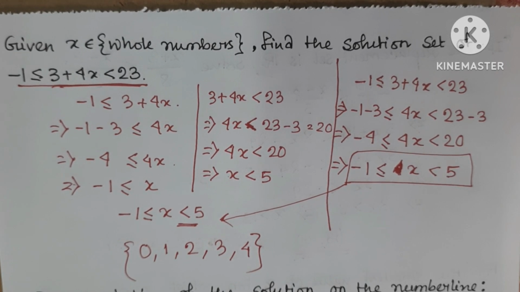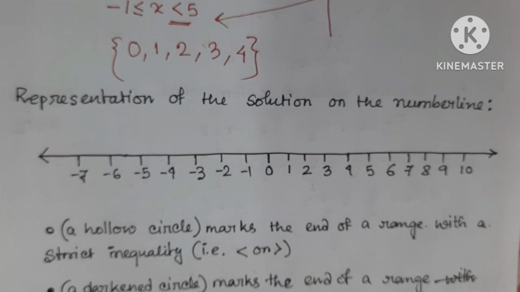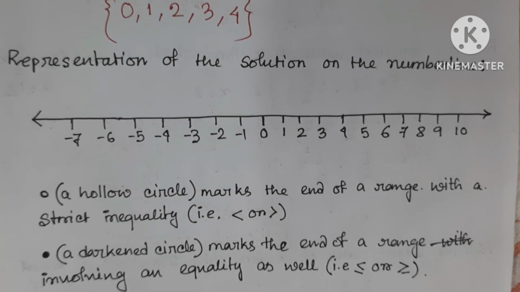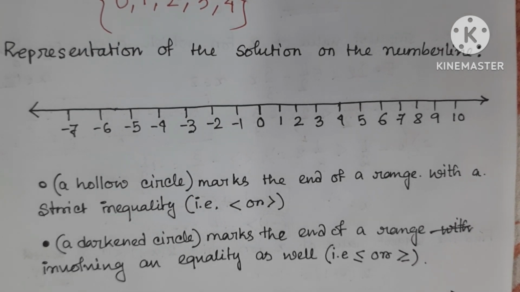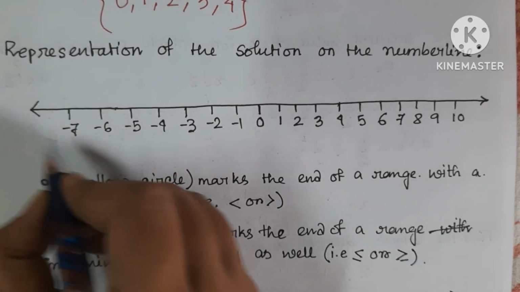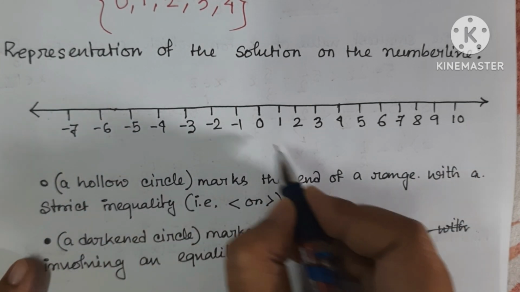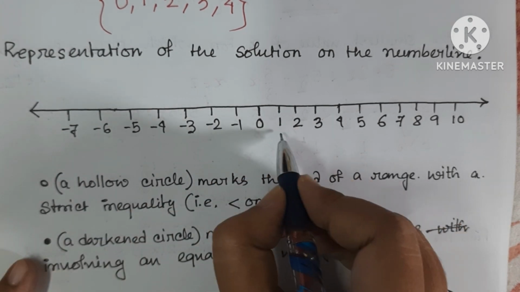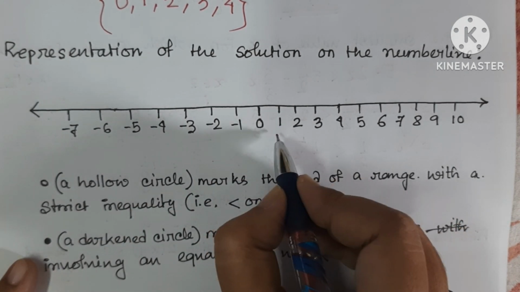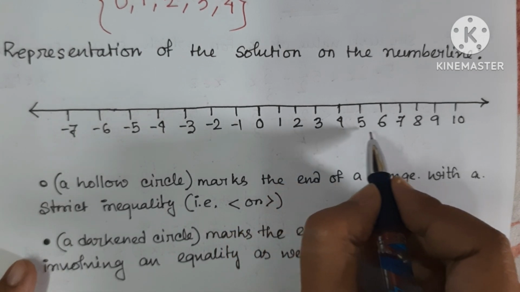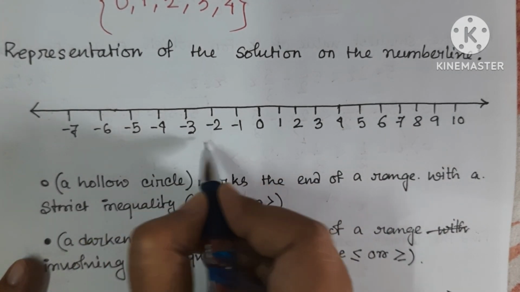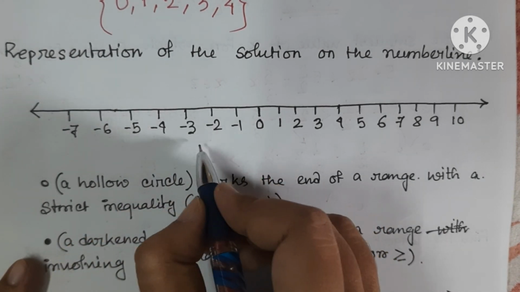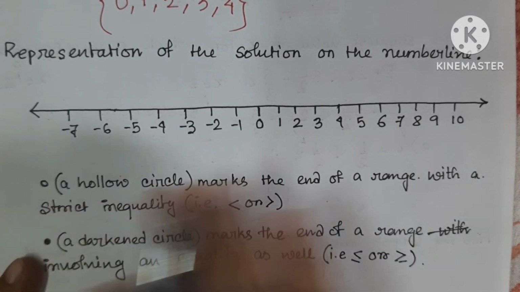Now come to the next topic, that is representation of the solution set on the number line. Okay, so you know that the number line represents the set of real numbers, right? There I have drawn a number line. See this one. At the center it will be 0, and on this side there will be 1, 2, 3, 4, 5, 6, 7, 8 and so on, and on this side all the negative terms like minus 1, minus 2, minus 3, minus 4. You all know the number line, right?